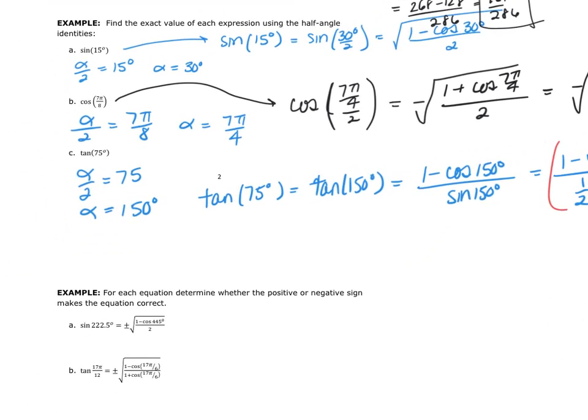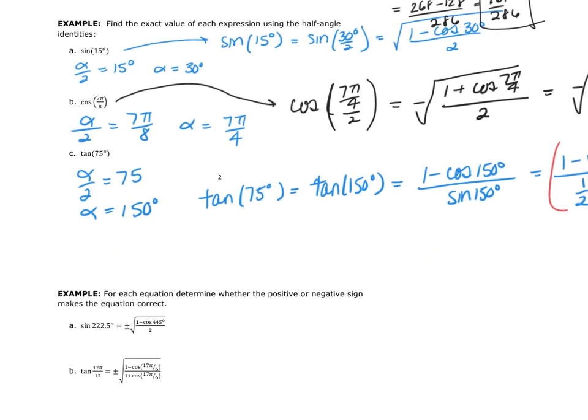because I'm looking for the tangent of 75 degrees. The tangent of 75 degrees is the tangent of 150 divided by 2. I should have put that divided by 2 there. The tangent of 75 is 150 divided by 2, so then I can use the angle alpha being 150.